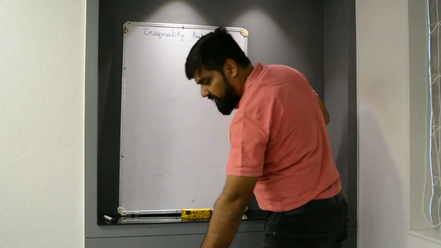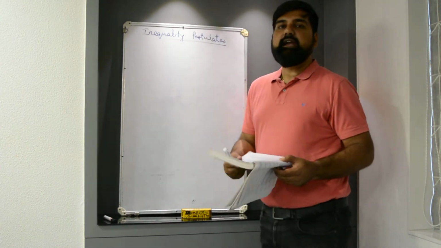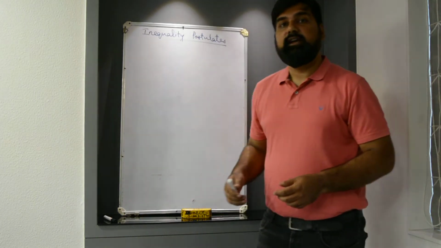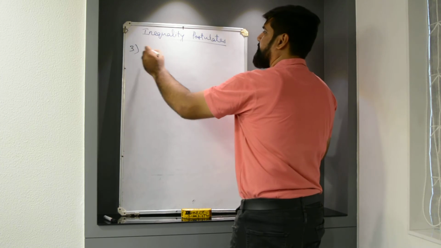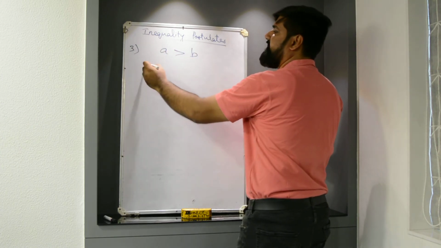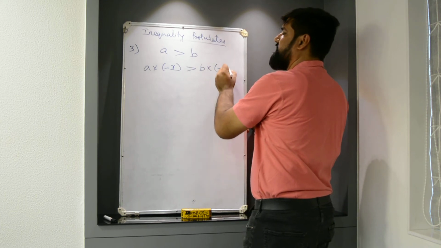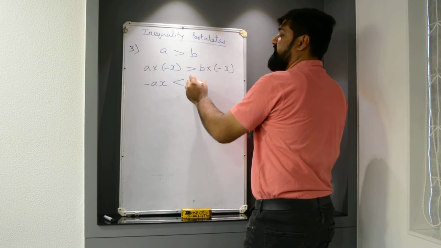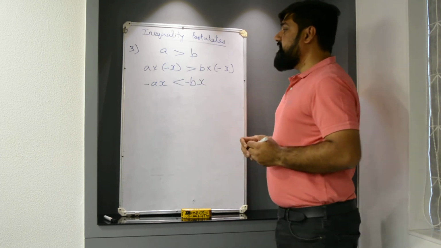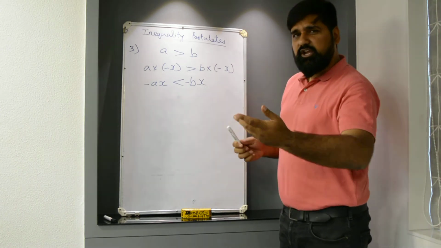Well, in the third postulate, if we multiply or divide by a negative sign, then the inequality gets reversed. Like if you have A is greater than B, and if I multiply by a negative number on both the sides, then in the resulting answer the inequality sign will get changed. That is, minus AX is less than or equal to minus BX.